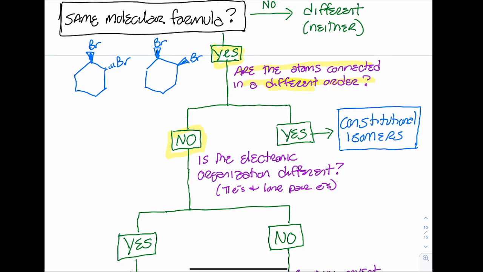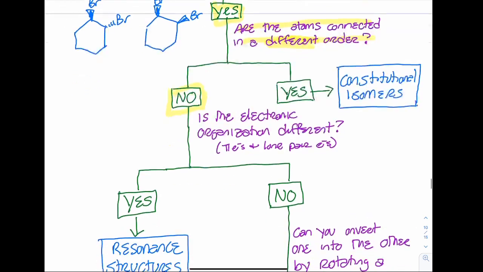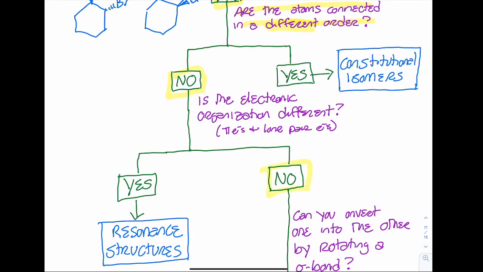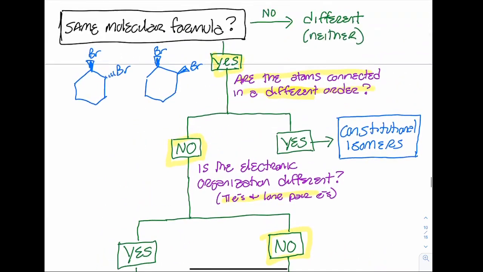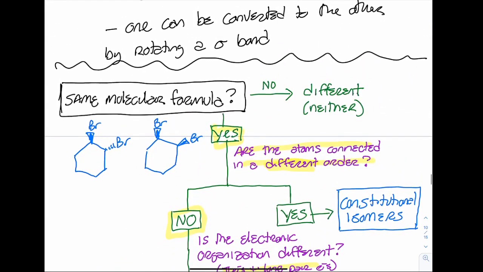Okay. Is the electronic organization different? No, because I don't have pi bonds. You have to have those things. I don't have them. Can I convert one into the other by rotating a sigma bond? No. That bromine right here is going back, this bromine is coming forward. Because it's a ring, I cannot do that. If this was a straight chain, I could, but because it's a ring, I can't. I can put it in a chair conformation, but I can't rotate it all the way around.